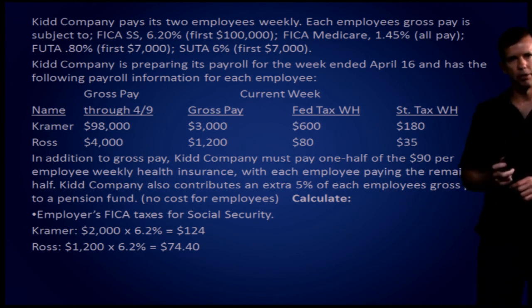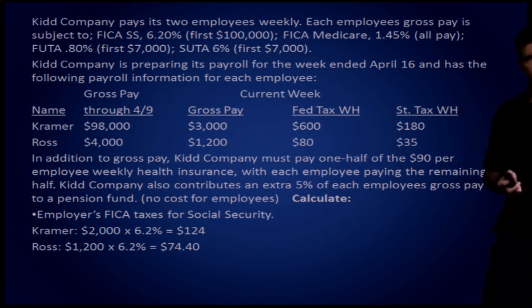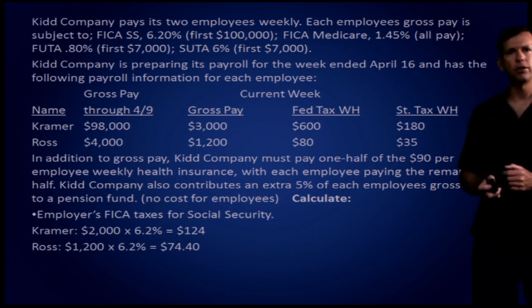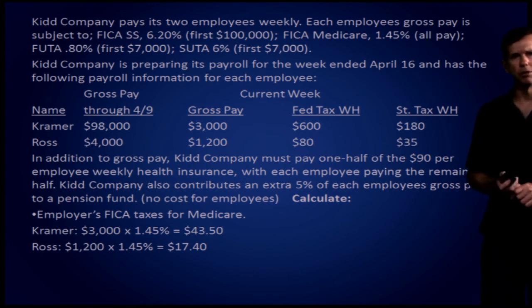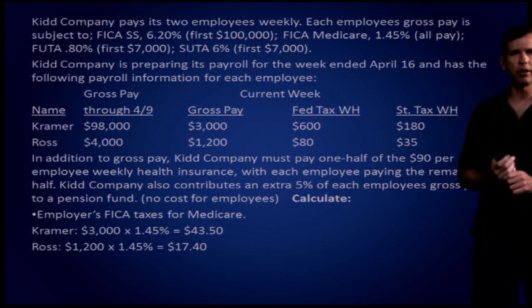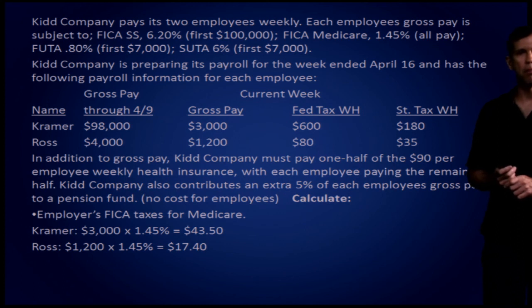The next question is going to be to calculate the employer's FICA taxes for Medicare. And if you're thinking that it's going to be exactly the same as the previous slide where we calculated the employee's FICA taxes for Medicare, you are correct. You can see we did the exact same calculation. Kramer, 3,000 times 1.45%, and Ross, 1,200 times 1.45%. Okay, let's go ahead and take a break right here. We're going to conclude this presentation. The problem continues on in Chapter 11, Part 2.